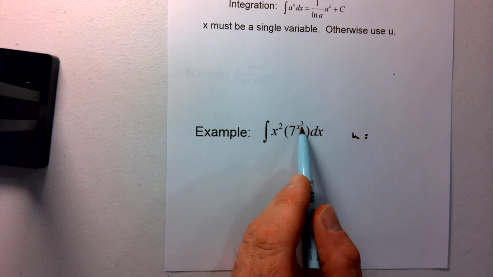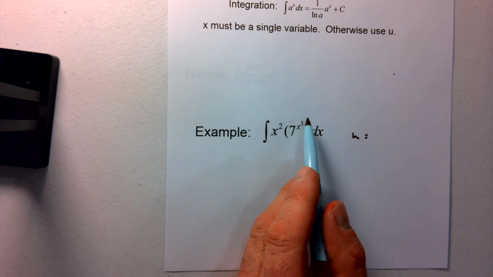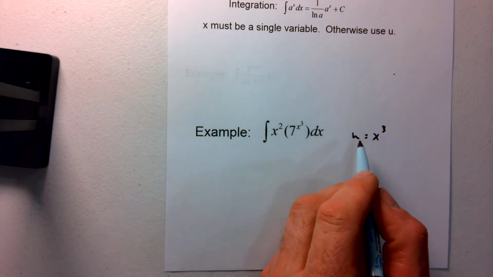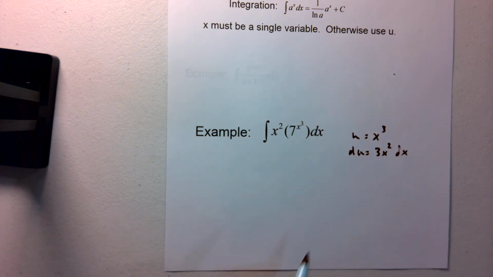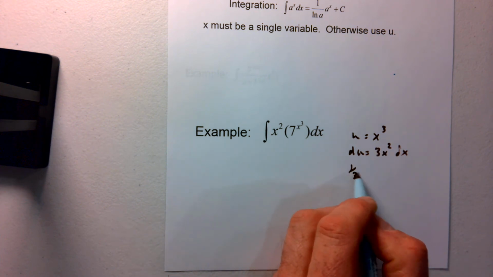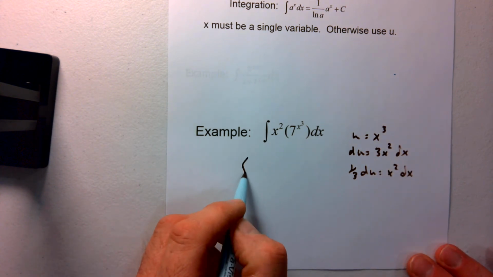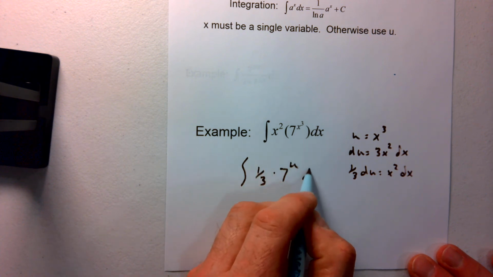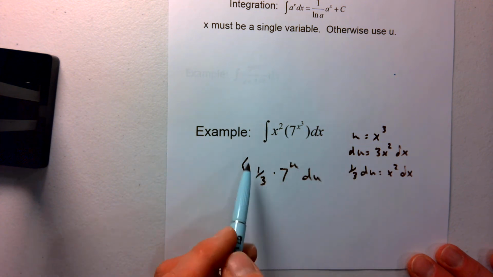So we don't like this 7 to have an exponent other than a single variable. So I'm going to let my u be that exponent of 7. So u is going to equal x to the third. Du is the derivative of that, so 3x squared dx. I can't use the 3 in my integrand, so I'm going to divide that 3 over, so I get a third du equals x squared dx. So now my integration becomes 1/3 times 7 to the u du. So my x squared dx went out, and my 1/3 du comes in.